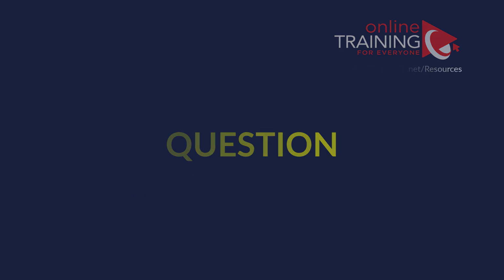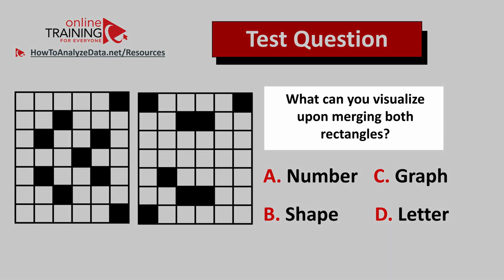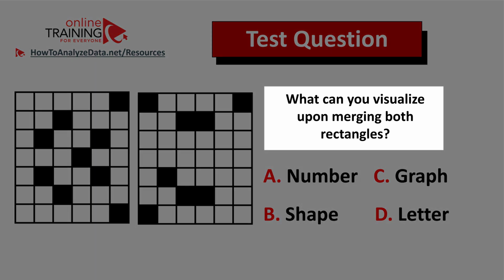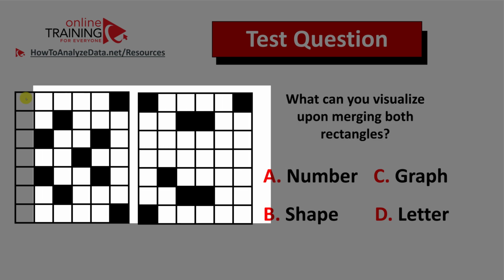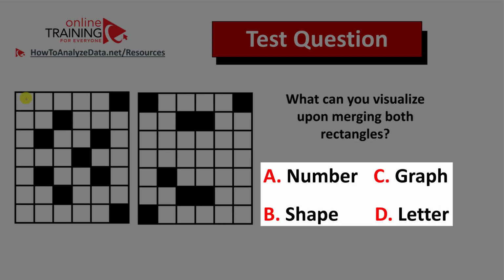Some of you might find this question tricky, but regardless of whether you can solve it or not on your own, you'll be excited to learn the solution to this real-life assessment test question. Here's the question. What can you visualize upon merging both rectangles? You're presented with two 7x6 rectangles on the left, and you have four possible choices.